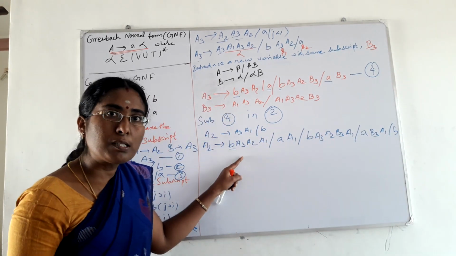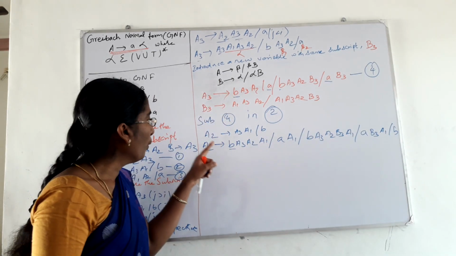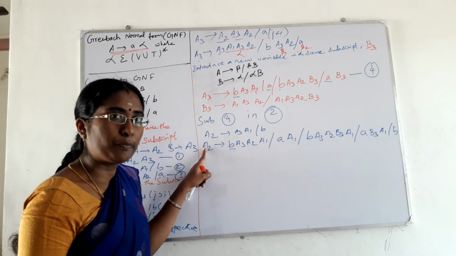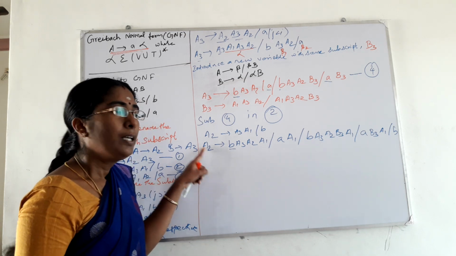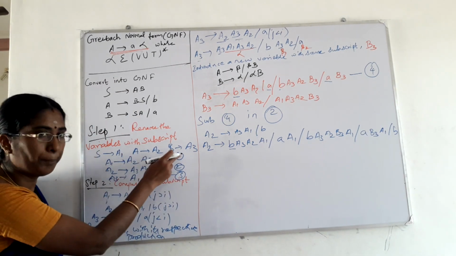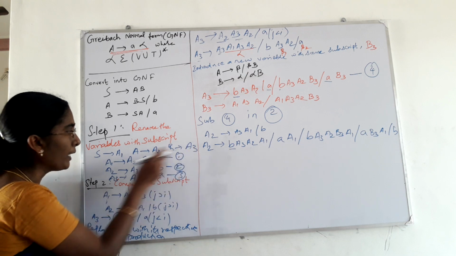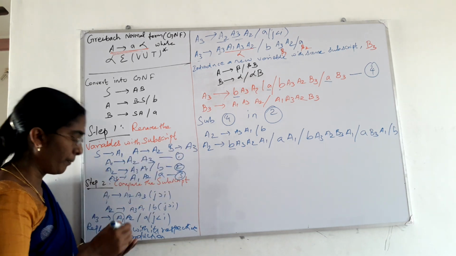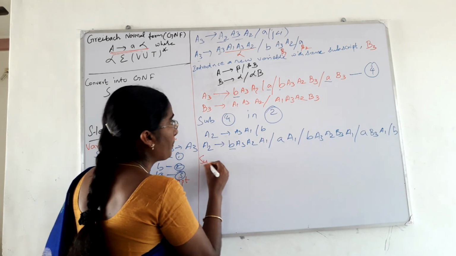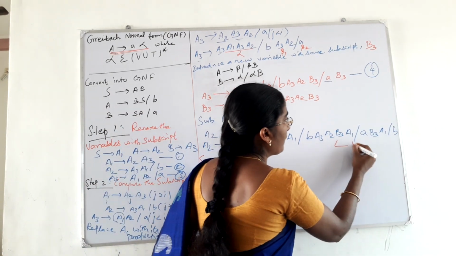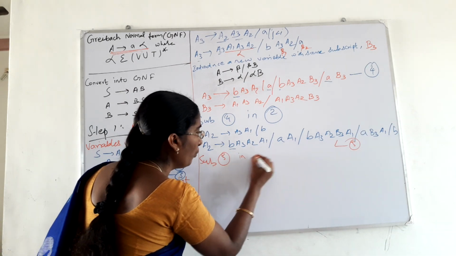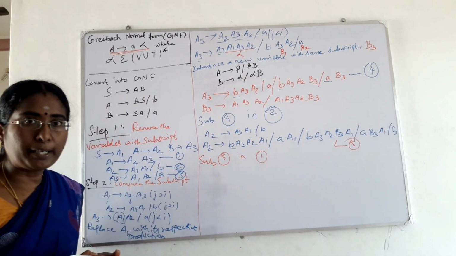Now this is also in GNF form. Now the A2 productions become GNF form. Next substitute this A2 in production number 1. Consider this as 5. Substitute production number 5 in 1.